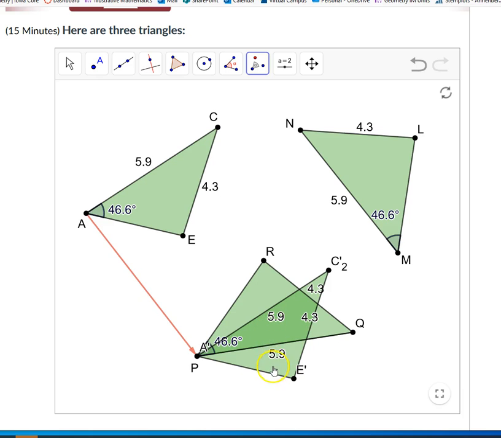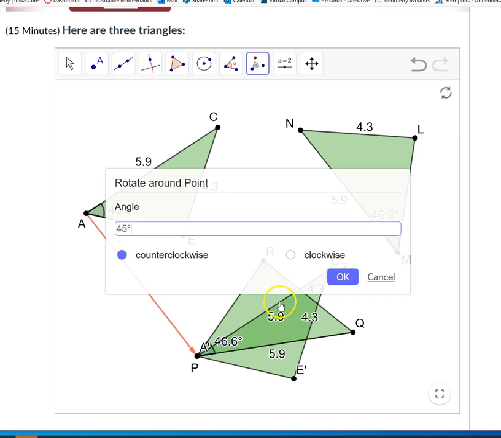I'm going to rotate this triangle about this point, and we'll be going clockwise. I need to guess the angle measure here because we're really not sure what it's going to be. This angle measure here is 46.6 degrees, and that line looks to be about half. So let's just try 22.5 and see what happens.